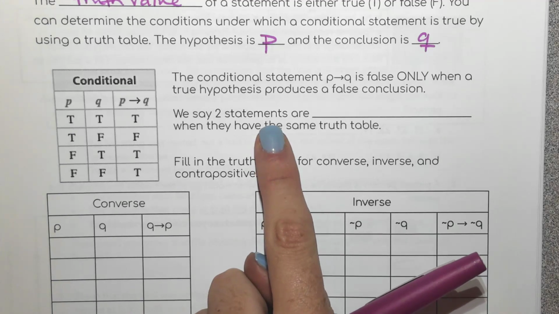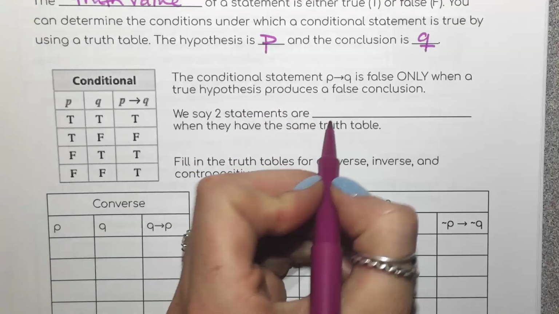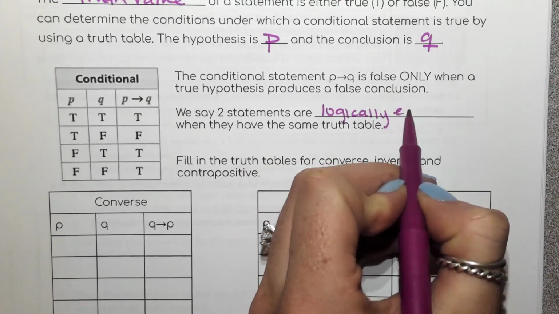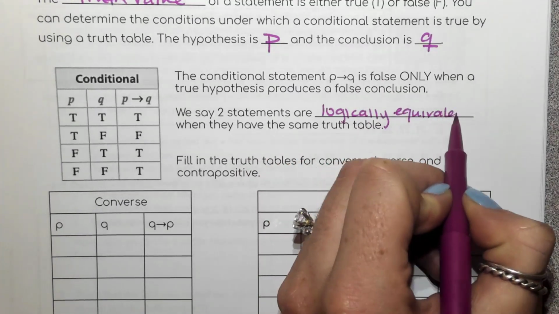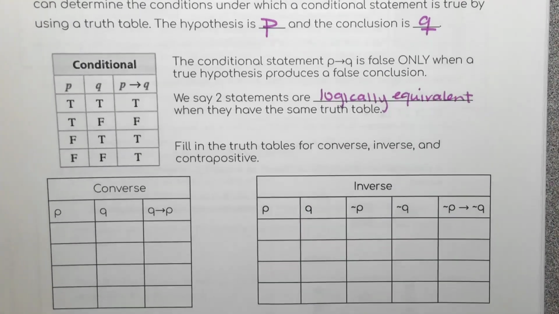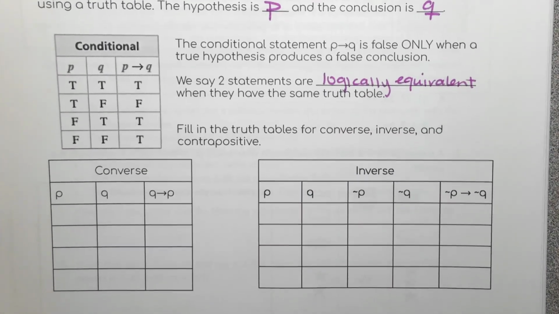We say two statements are logically equivalent when they have the same truth table. We are going to fill in the truth tables for the converse, inverse, and contrapositive. So we have to write things out, we can't just put letters. We're just going to put letters in these.